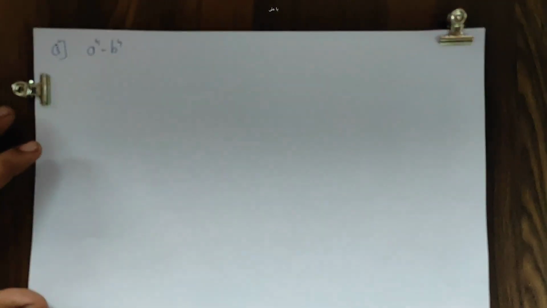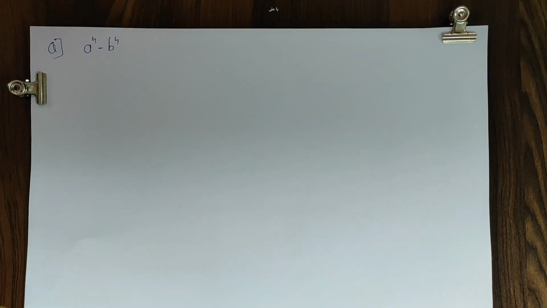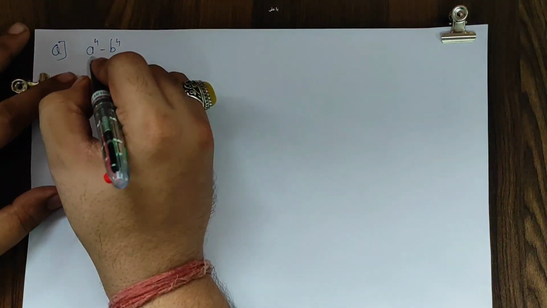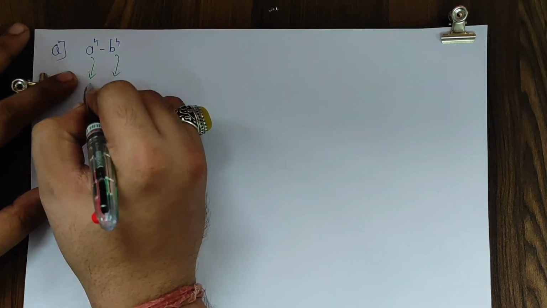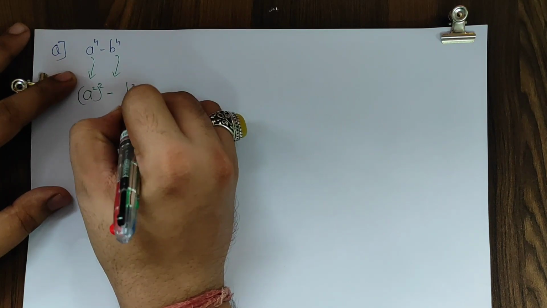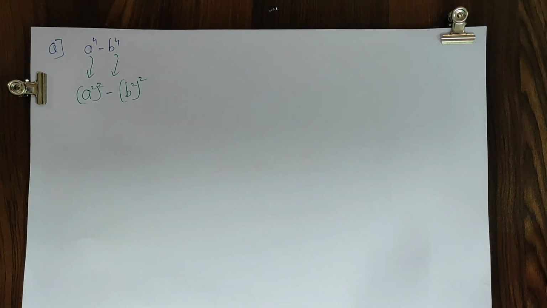Okay. Next question, please. It says a raised to 4 minus b raised to 4. It's pretty simple. See here, whenever we have any powers other than square, we make the immediate power a square. Can I write it as (a square) the whole square minus (b square) the whole square? Yes, definitely I can write it.